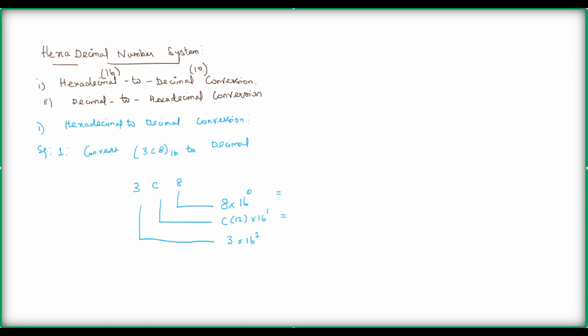So first, 16 power 0 is 1, so 8. Then 12 into 16, we get 192. Then 3 into 16 power 2, multiplied with 3, we get 768. Adding, we get 968. Then hexadecimal 3C8, base 16, is equal to decimal 968, base 10. So in this way we have to solve this.